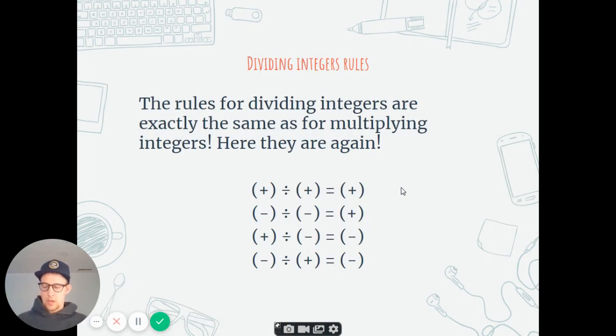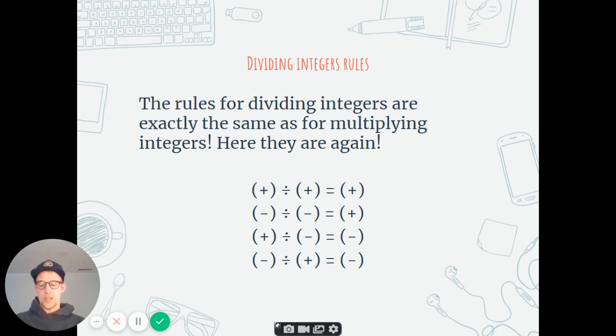Division is the inverse operation of multiplication. We know that 15 divided by 5 is positive 3. So therefore, positive 3 times positive 5 is 15. So a positive divided by a positive is a positive. A negative divided by a negative is a positive. A positive divided by a negative is a negative. And a negative divided by a positive is a negative.